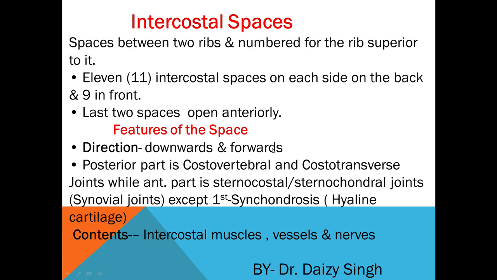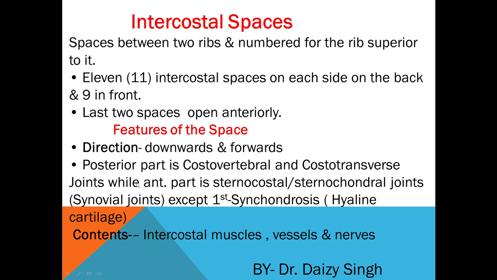Now we come to the joints which are formed. The joints on the posterior aspect, between the rib and the vertebrae, are also known as costovertebral or costotransverse. In the case of costovertebral, the joint is formed between the ribs and the body of the vertebrae. And costotransverse joint means between the ribs and the transverse process of the vertebrae.